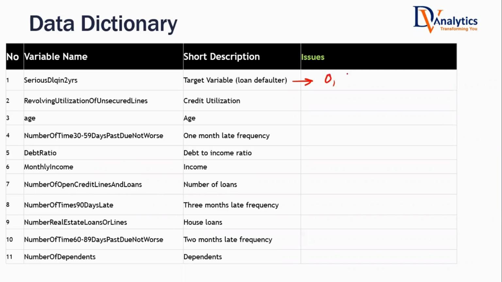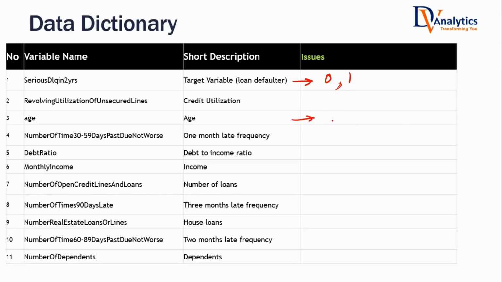It should take 0 and 1. It looks fine. Is it taking 0 and 1 or any other value? So 0 and 1. Which one is dominating? Zeros or ones? 0 is dominating. 0 is more than 90%. That's what happens, isn't it? A lot of people will be paying back. Card utilization, that is anyway continuous.